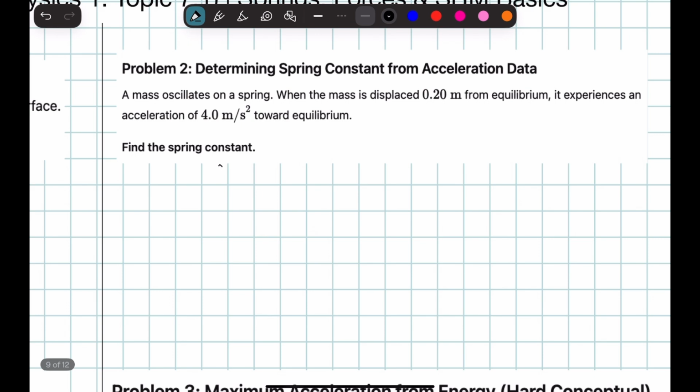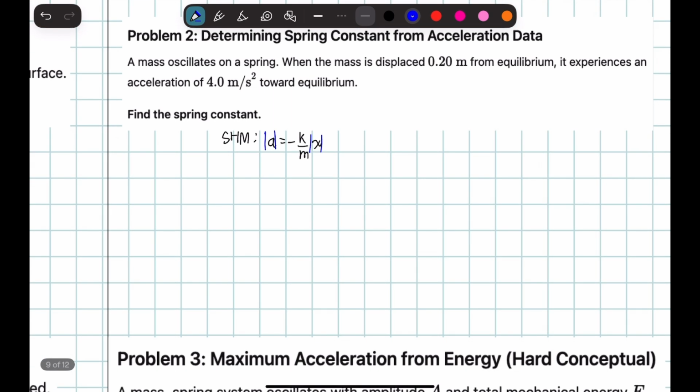So we can use the simple harmonic acceleration equation, which is a equals negative k over m times x. If we take the magnitudes, we want to solve for k, right? So we have k over m is equal to a over x. We know that acceleration was 4, and we know that the displacement was 0.20 meters. So that is equal to 20.